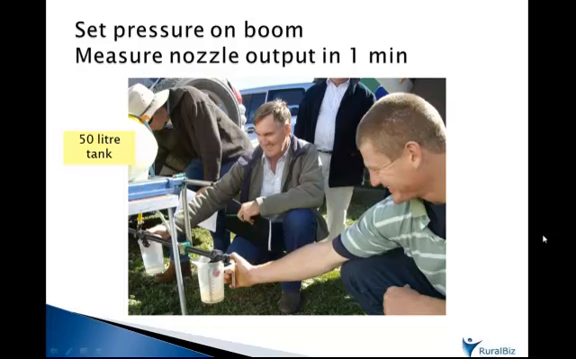Now let's look at what we actually get from our little sprayer setup. We set the operating pressure as we are going to be using it, turn on the sprayer and measure the output from each nozzle in 1 minute. And here are some participants in one of the courses doing it. You'll also notice that our little setup has a 50 litre tank, and that's a bit of information that we'll need later on.